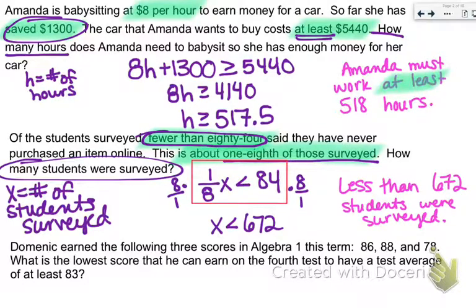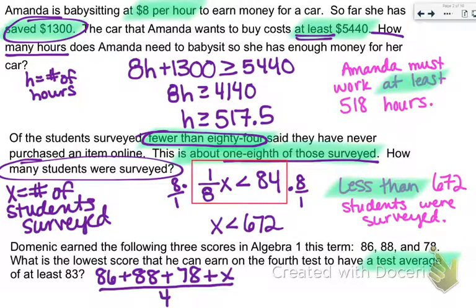Our last question might come in handy for you guys. Dominic earned the following 3 scores in Algebra 1. What is the lowest score you can earn on the 4th test to have a test average of at least 83? So again, what does the word average mean? Well, that means we add them all up and divide by the number of things. So we have 4 tests, so we're going to divide by 4, but we don't know that 4th test, so that's going to be our variable X.